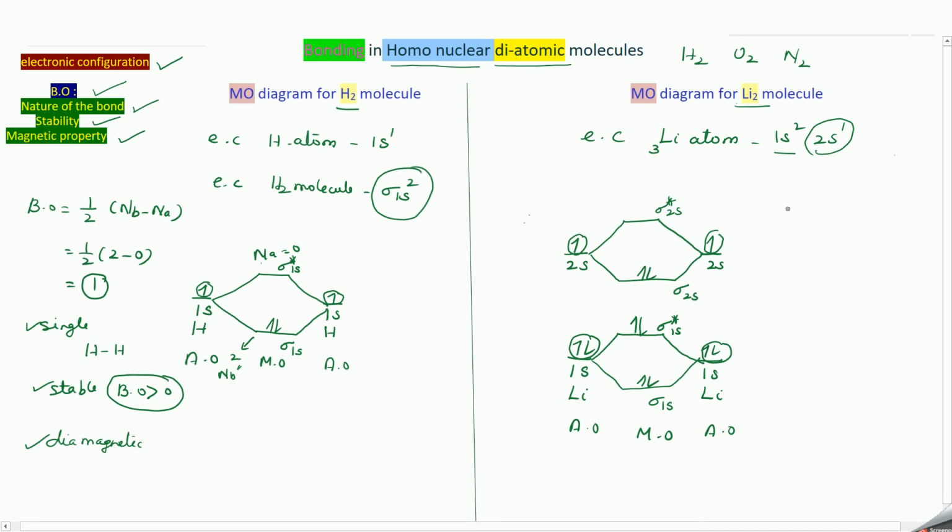Now you have to write the electronic configuration for the lithium molecule, the Li2 molecule. So for the Li2 molecule you can write first sigma 1s2.